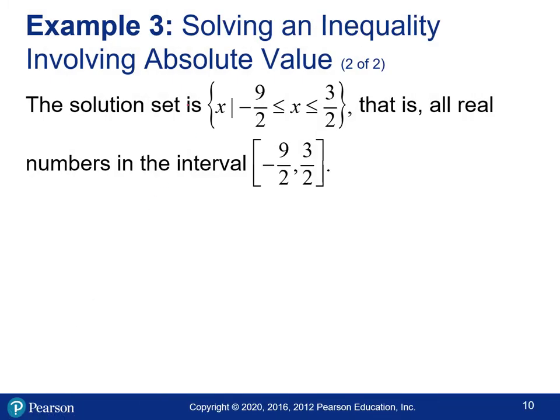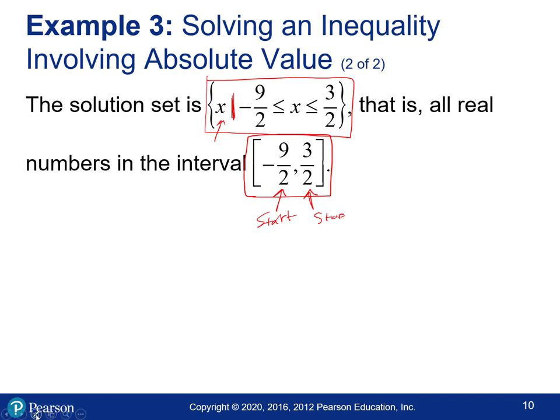So here's what it looks like as a solution set in set builder notation. This says the set of all x's such that, this vertical line means such that, x is between those values, but this is what we would want in interval notation. So this says that on our number line we start at -9/2 and we stop at 3/2, and we want all the numbers in between because all those numbers would satisfy our inequality.